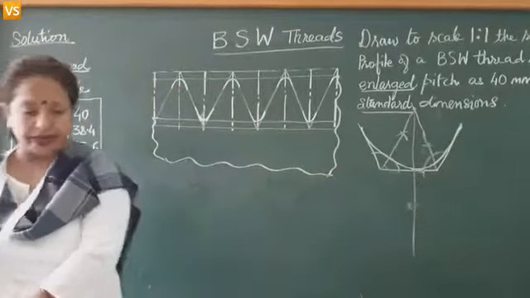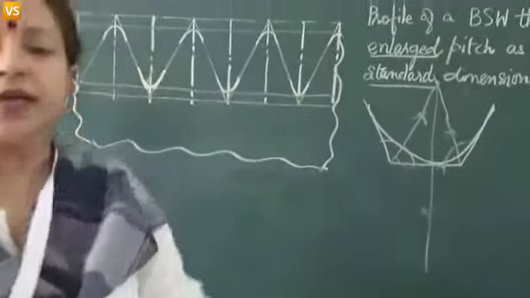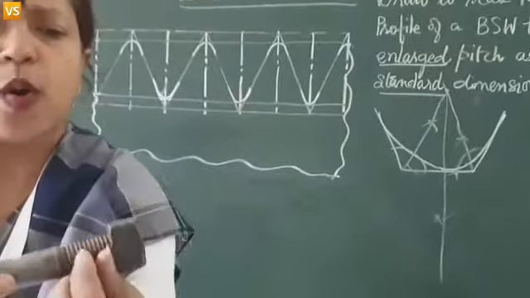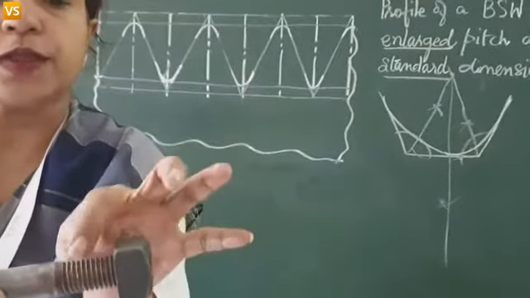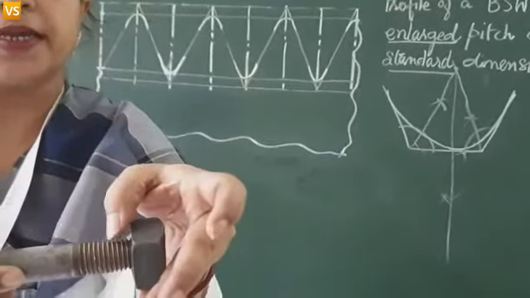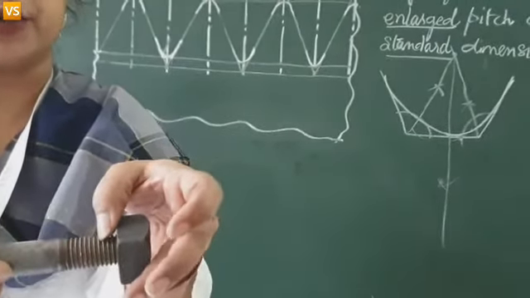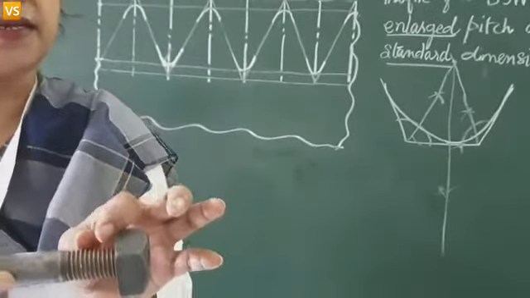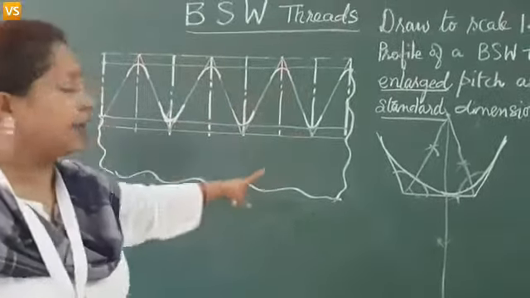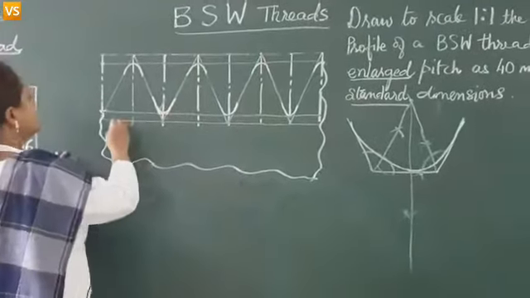So it is made because this profile which I have made is actually a very small section of this threaded portion. Only 3 crests are there which I have included. So this is a tiny part and which I have enlarged and made here. So this is the way you are going to make the solution.